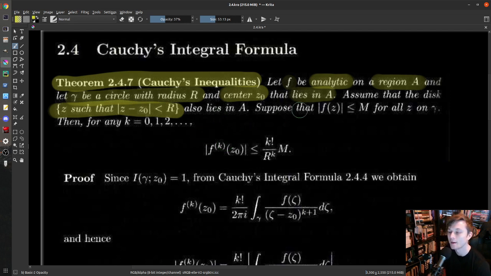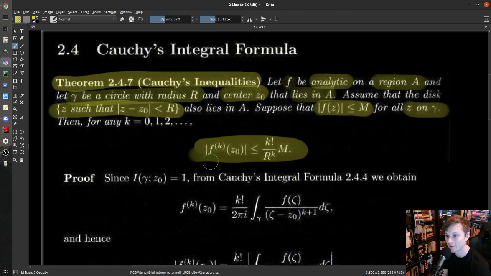Okay. Then, suppose that f in modulus is less than M for all z on gamma. What we get out in this case is that for k equals 0, 1, 2, and so on, the kth derivative of f at z naught is less than or equal to k factorial over r to the k times M.